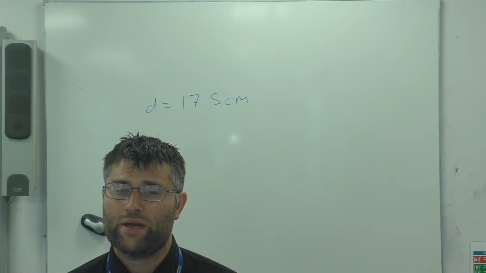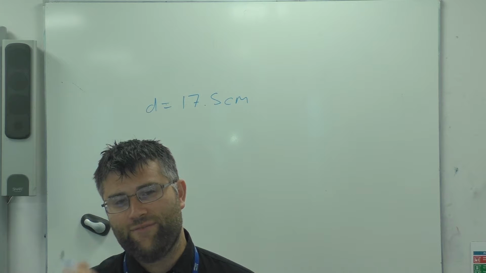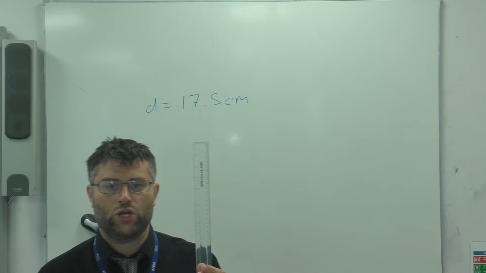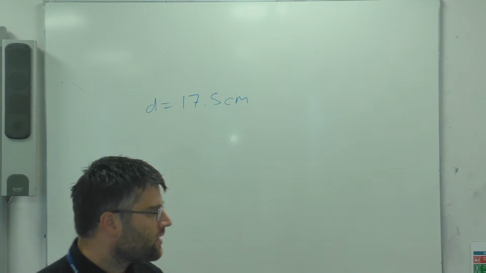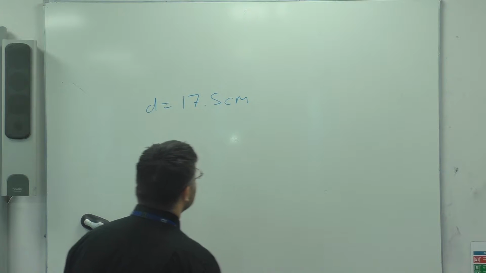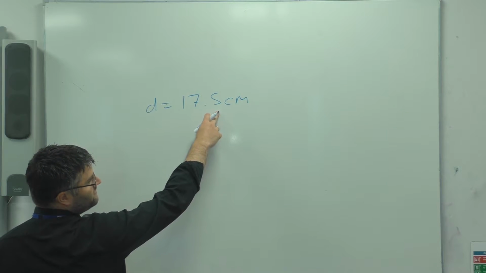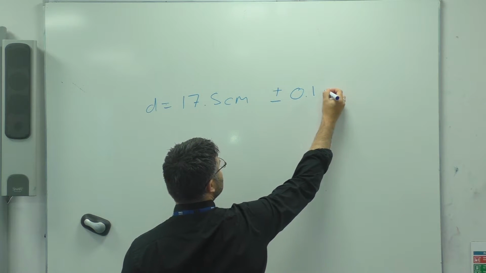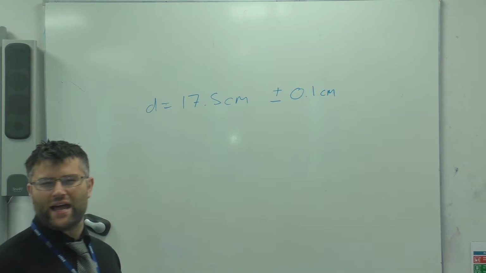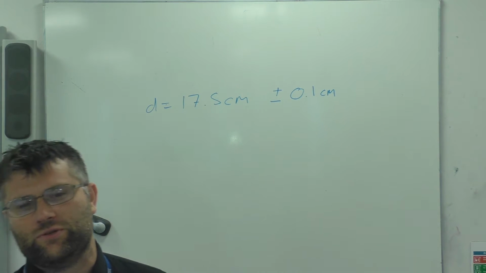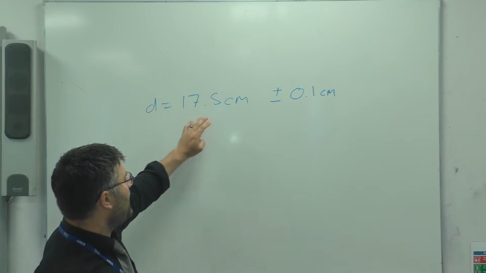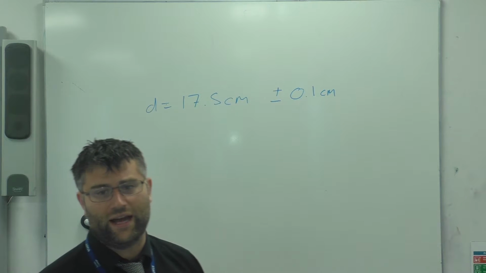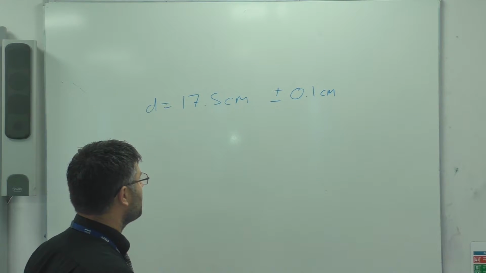Well, your uncertainty in your measurement is the smallest division. Okay, I'll say that again. It's the smallest division. What's the smallest division on a ruler? It's a millimeter. A millimeter in centimeters is 0.1 of a centimeter. So we've got plus or minus 0.1 centimeters. Because that is the finest division, it could be anything from 17.6 to 17.4. It could be anything in between that, because that's how our uncertainty works.